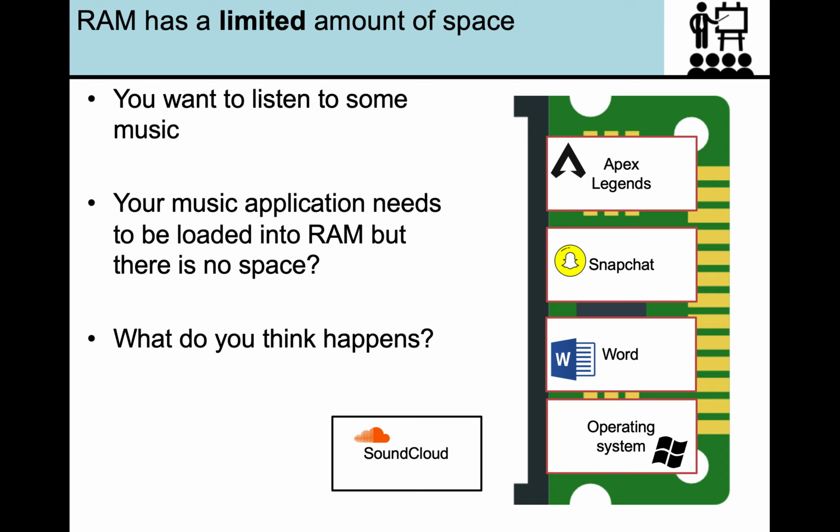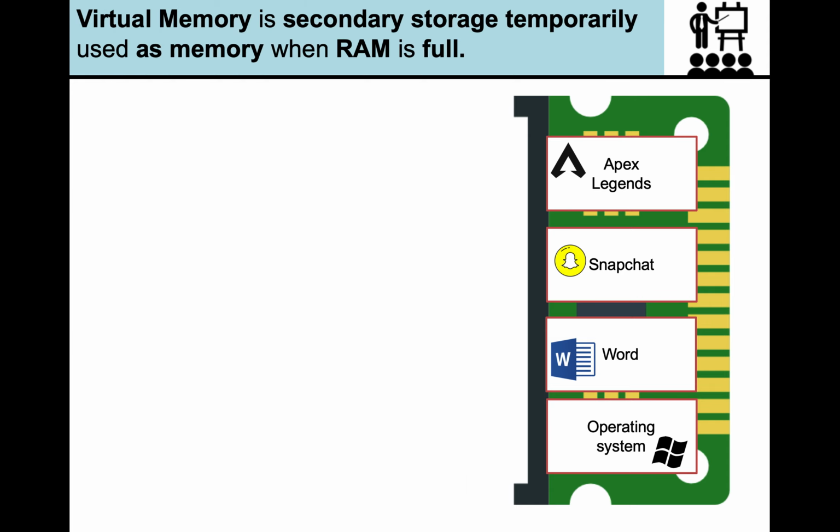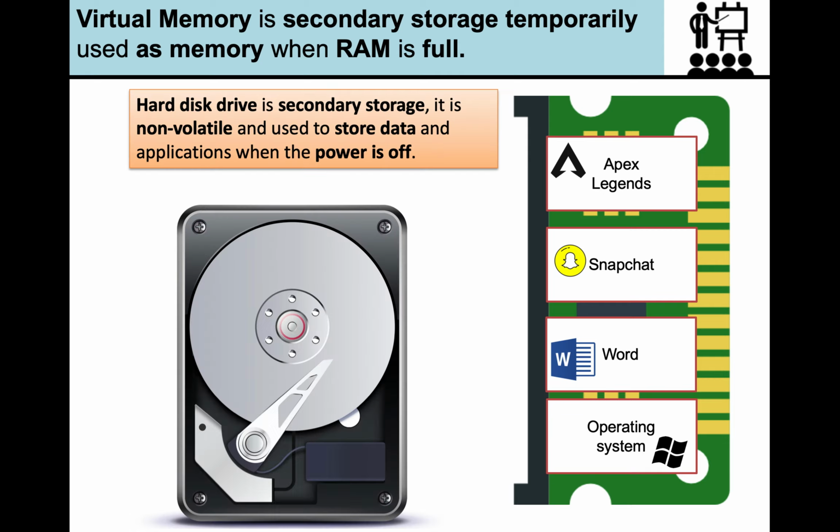Well, we've looked at RAM, and now we're going to look at something called virtual memory. And virtual memory is secondary storage temporarily used as the main memory when RAM is full. So here's just a quick look at what secondary storage is, and we're specifically talking about hard disk drives. A hard disk drive is secondary storage. It is non-volatile, so it's permanent, and used to store data and applications when the power is off.